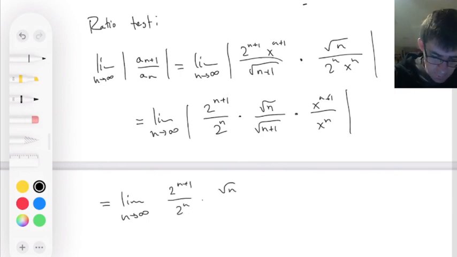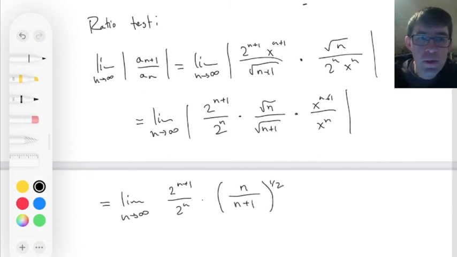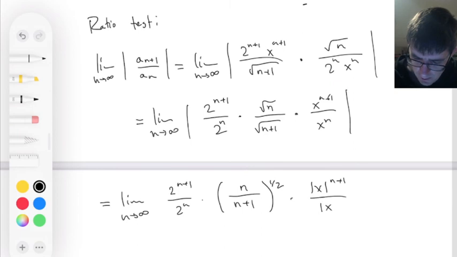Root n. Instead of roots, I'm going to use 1/2 powers. And since it's on the top and the bottom, I can just write this: n over n plus 1 to the 1/2. That's helpful when you're doing the limit. And then finally, absolute value x to the n plus 1 over absolute value x to the n. Those absolute value signs have no effect on the 2's or the roots, but they do have an effect on the powers of x's, and they can just push all the way into the x's.